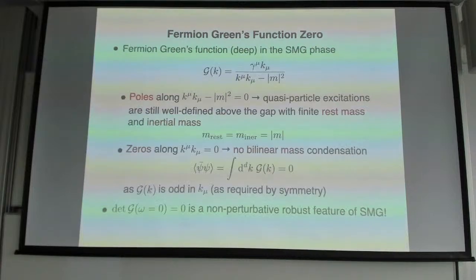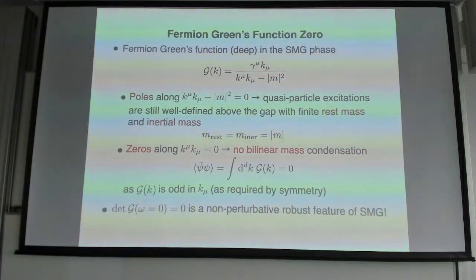The reason is that if you calculate the fermion bilinear expectation value, that corresponds to this integration, but because the Green's function now in the SMG phase is an odd function in k, this is actually required by symmetry. It's not an accident. So basically the integration goes to 0. It's a symmetry requirement that you don't have fermion mass condensation, but you can still produce well-defined quasi-particle excitations above the excitation gap.